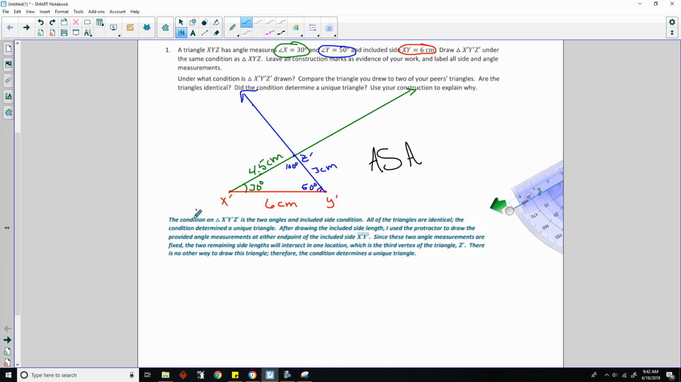All of the triangles are identical. The condition determined a unique triangle. After drawing the included side length, I used the protractor to draw the provided angle measurements at either endpoint in the included side X prime, Y prime. Since these two angle measurements are fixed, the two remaining side lengths will intersect in one and only one possible location, which is the third vertex of the triangle, Z prime. There is no other way to draw this triangle, therefore the condition determines a unique triangle.